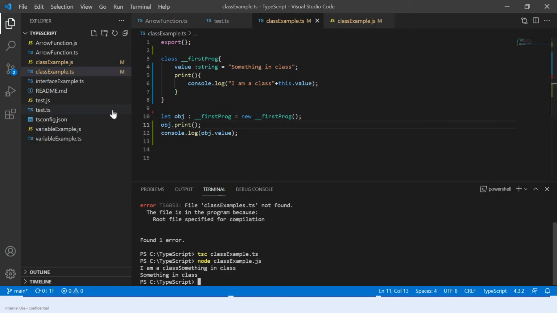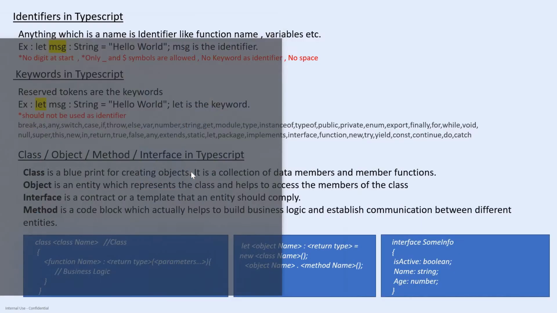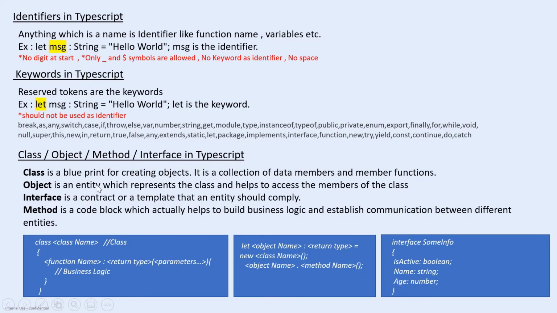Next, let's go for interfaces and methods. By definition, an interface is a contract or a template that an entity should comply with. What does that mean? If you see an example, interface someInfo has isActive, name and age. So what I'm defining is that someInfo is associated with these three variables, and these three values are compulsory. If somebody creates a variable with this template, they have to provide these values.